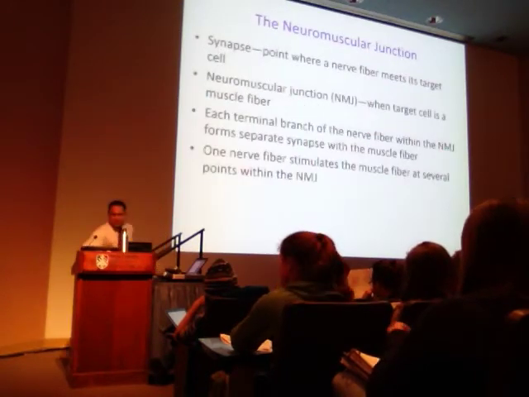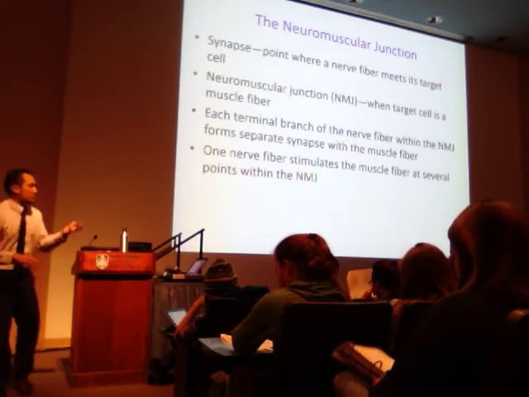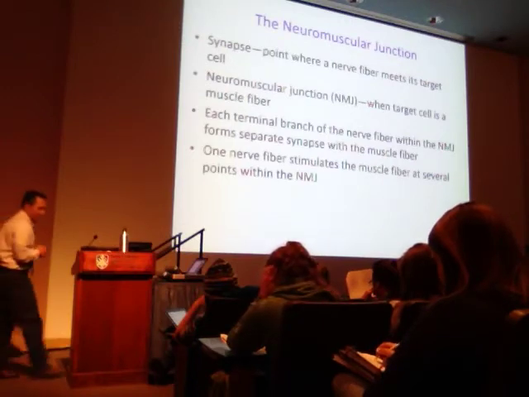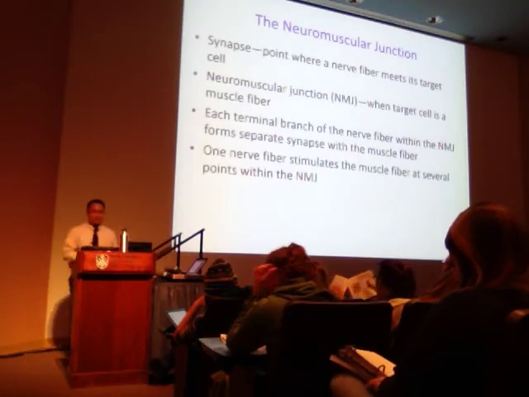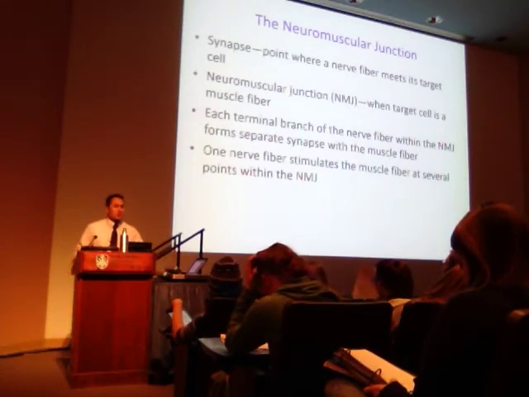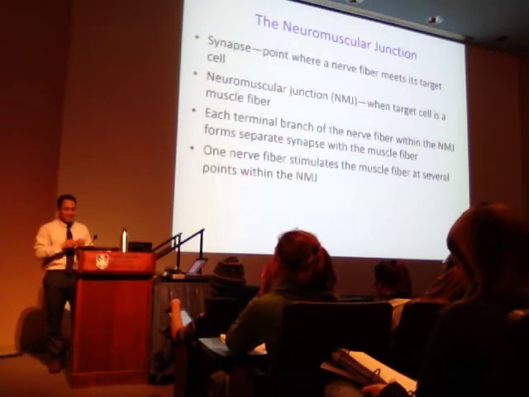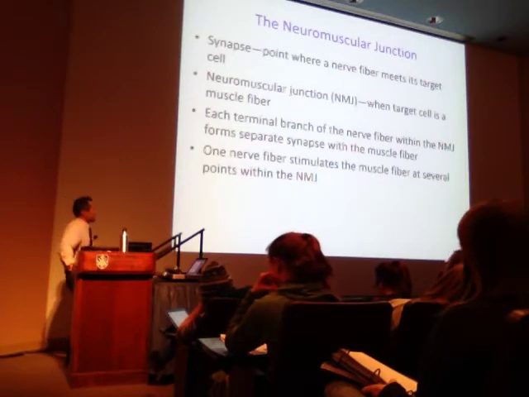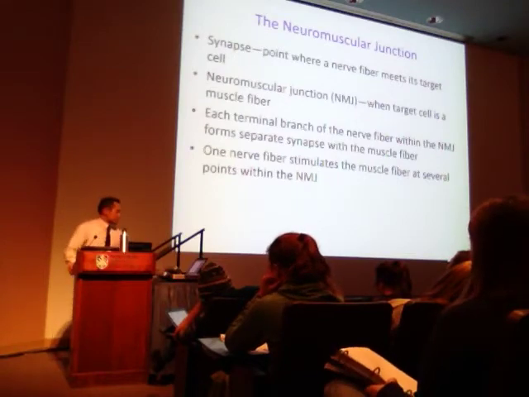The neuromuscular junction. So when we get to where these nerves now interface with the muscle, we've talked about the synapse. This is just another fancy way of talking about the synapse. It's called the neuromuscular junction. This is the point where the nerve fiber meets the target, and the target in our case in this unit is muscle. So the terminal branch of the nerve fiber forms this synapse with the muscle fiber, and a stimulation is able to occur at numerous points within this neuromuscular junction.